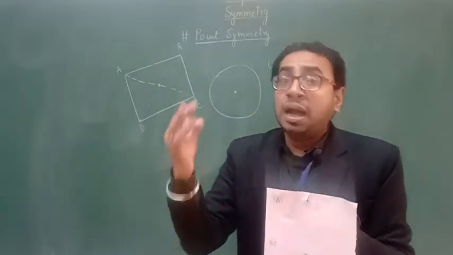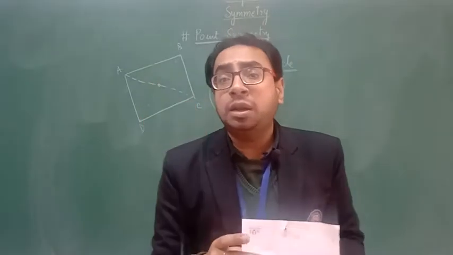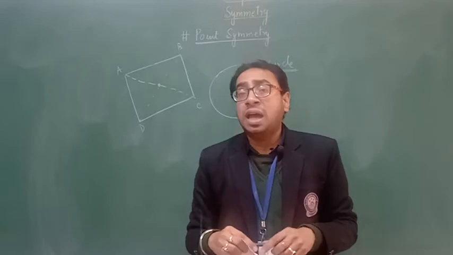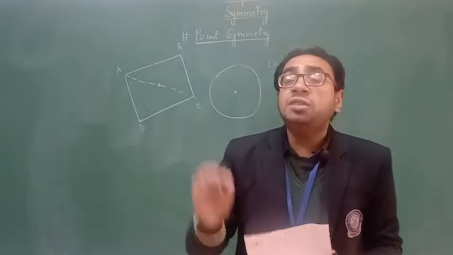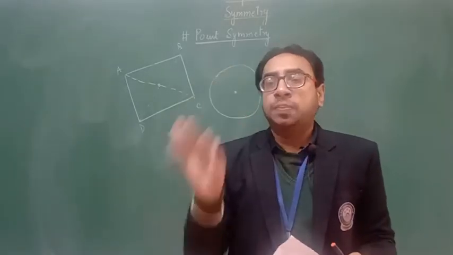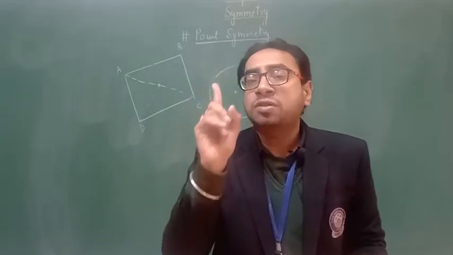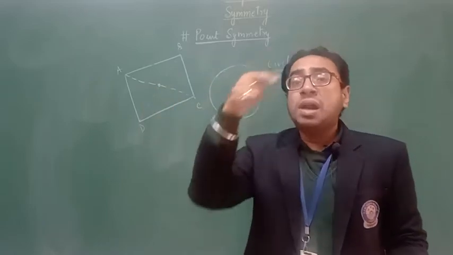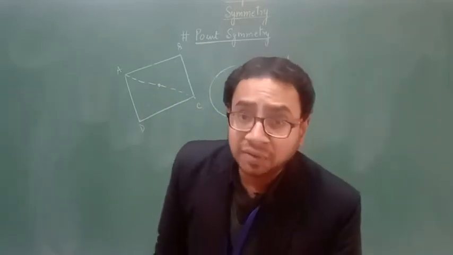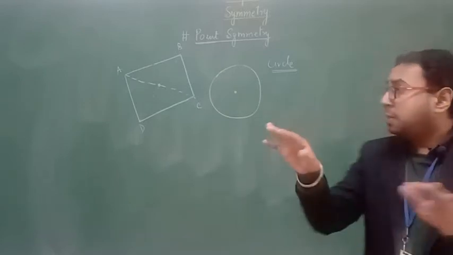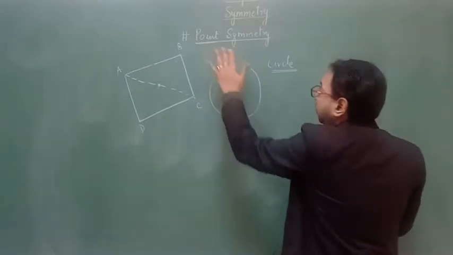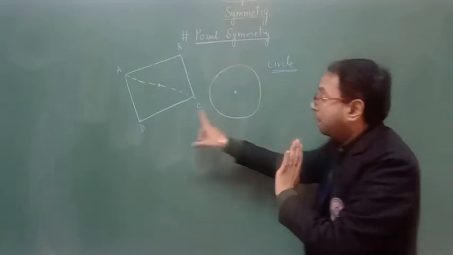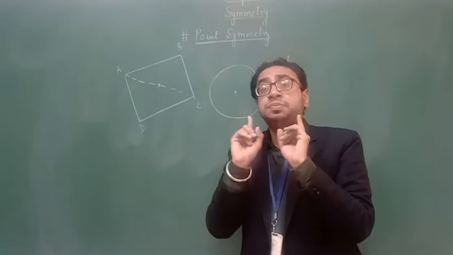It means that a body has one particular point about which it looks symmetric in nature, and that point is known as the point of symmetry. In the case of a parallelogram, that point is where the diagonals meet each other. Are we clear? So this is about point symmetry. Symmetry across a point or about a point is known as point symmetry. Hence, a parallelogram possesses point symmetry.